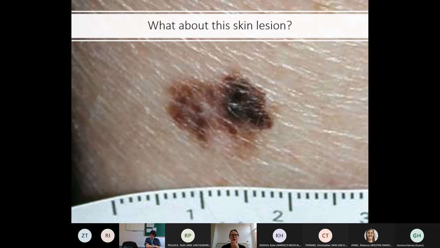And then what about if someone came and said, I want you to look at my mole, and this is what they showed you, what would you be thinking with this patient?